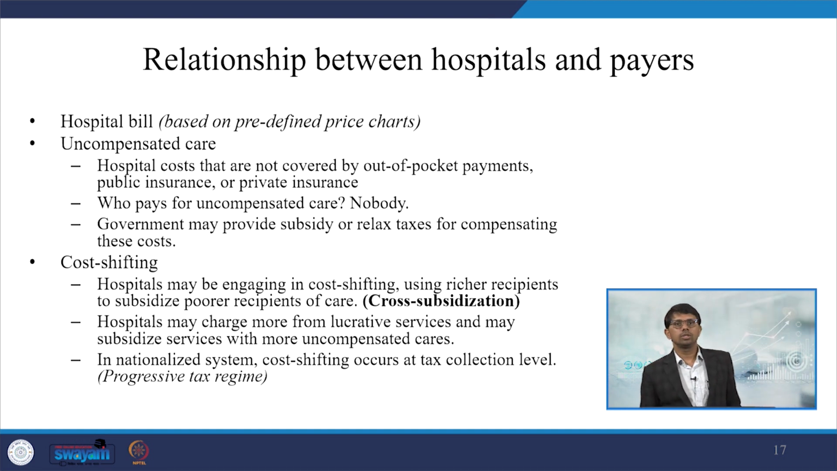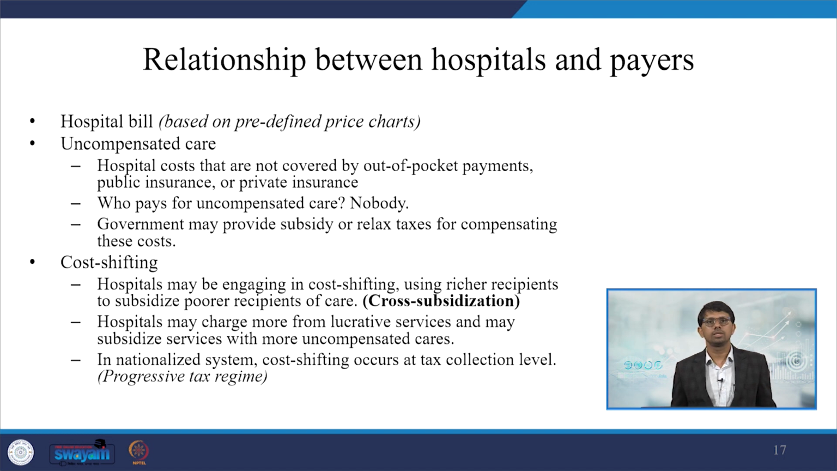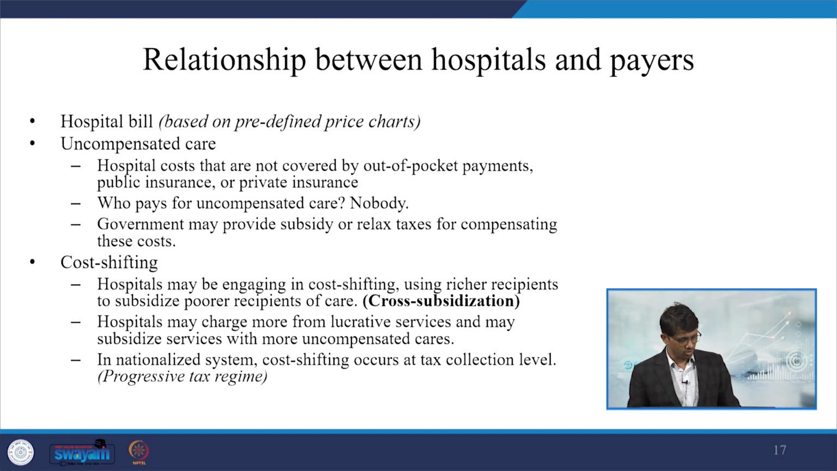Now some other relationships are important, like hospitals and the payers, related to hospital bills and cost shifting, etc. In terms of uncompensated care, these are hospital costs that are not covered by out-of-pocket payments, public insurance or even private insurance. In that case, the relationship really matters. Then the question is who pays for uncompensated care. Indeed, nobody. Government may provide subsidies or relax taxes to compensate their cost.